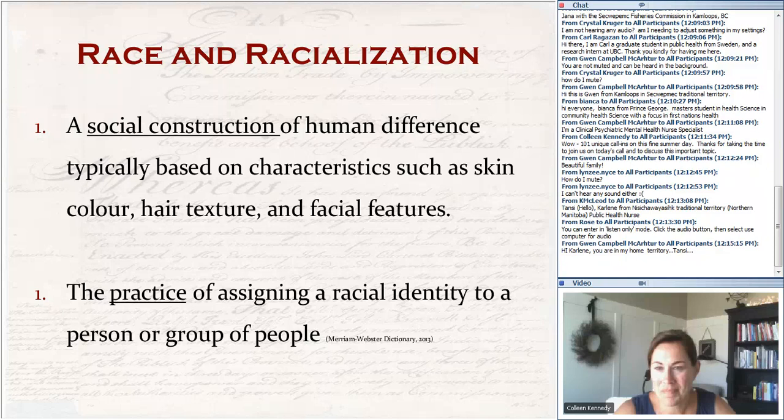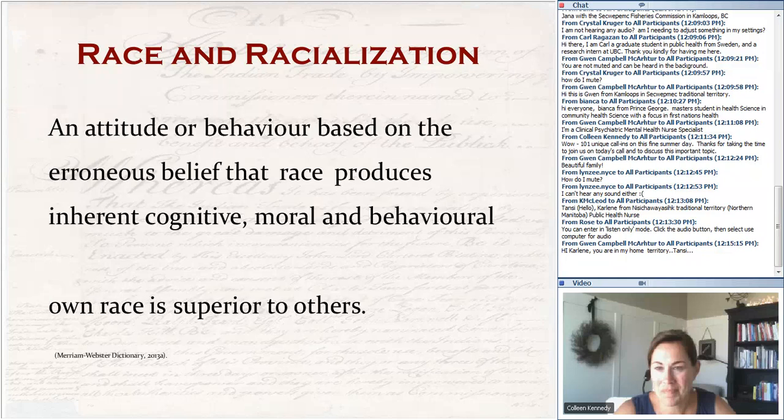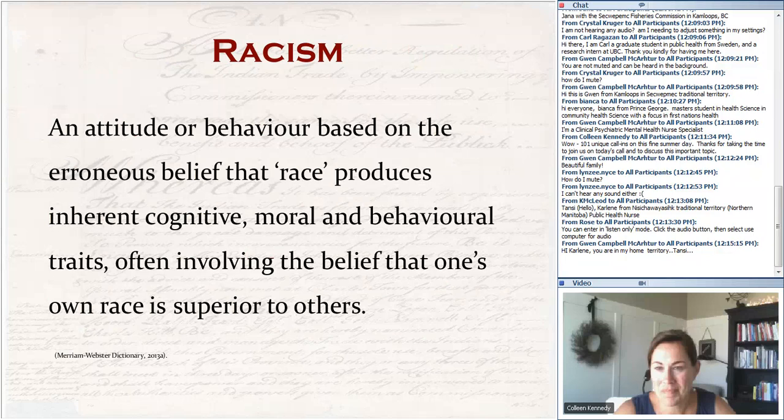In the next slide, I want to start talking about racism, and I'm going to go into this in quite a bit of detail. Racism is about taking on a belief system and developing attitudes and behaviors based on it, and it's erroneous. The belief is not factual, but we believe that race exists and that it produces all of these differences between groups of people, and then we often believe that our own racial group is superior to others. That's what racism is.